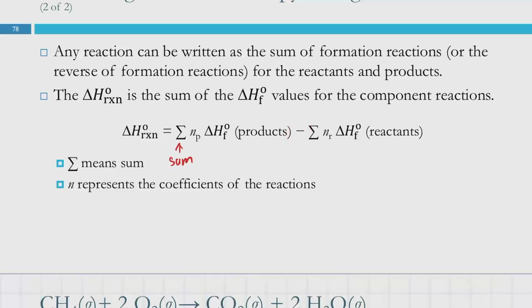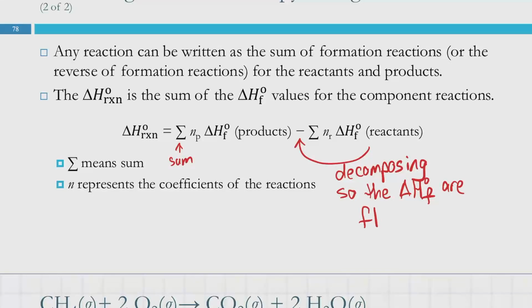The negative here is because we are doing decomposition for our reactants. And so this includes that negative flip that we would do otherwise. So our delta H values are flipped or made negative. So we're subtracting instead of adding there.